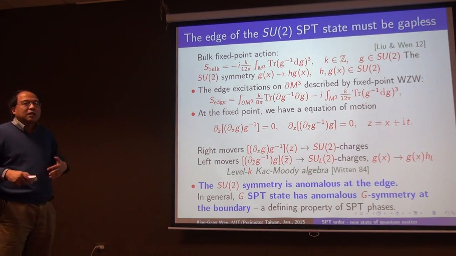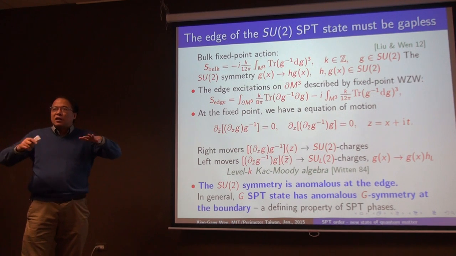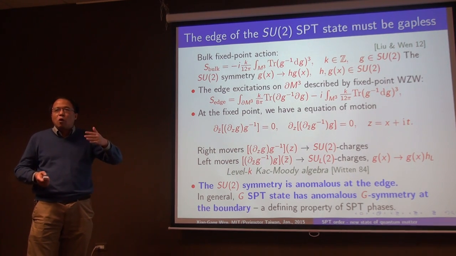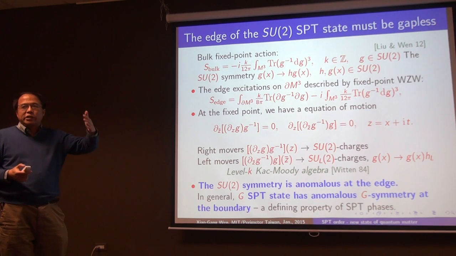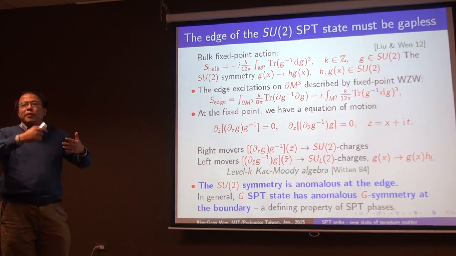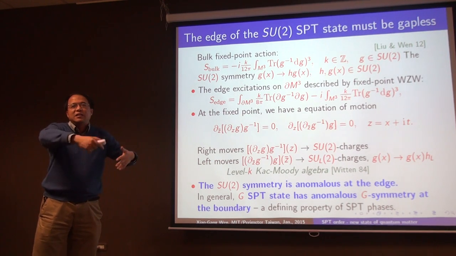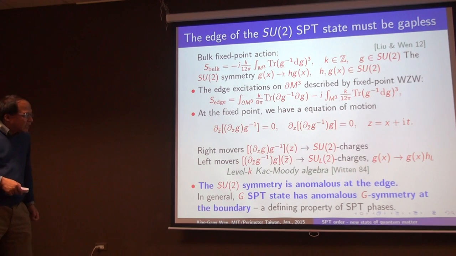And so this is really a character of an SPT phase. The SPT phase has non-trivial bulk properties, but the edge theory is always anomalous. All the special properties of the edge come from the fact that the edge theory is anomalous. So whatever anomalous property it gives to the edge, you will have that as a character of an SPT phase.